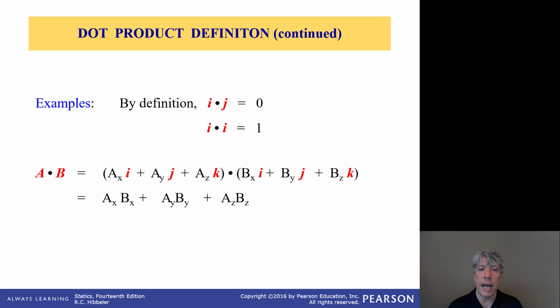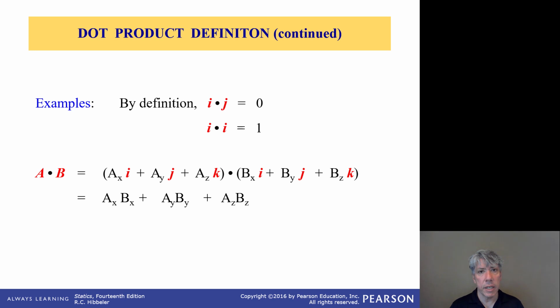Now, i dot i is equal to 1. Why? Because the projection of i along itself is equal to 1. Or another way to say this is that the cosine of the angle between i and i, which is the same vector, the cosine of that angle, which is 0 degrees, will give you 1. And since i itself has length 1, dotted with the second i, which also has length 1, we basically have 1 times 1 times 1 is 1.